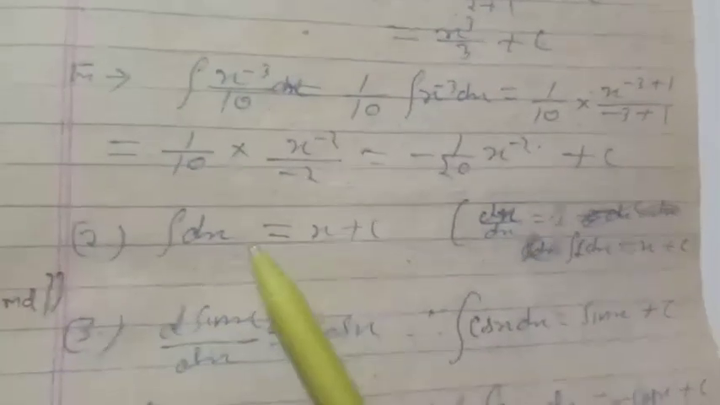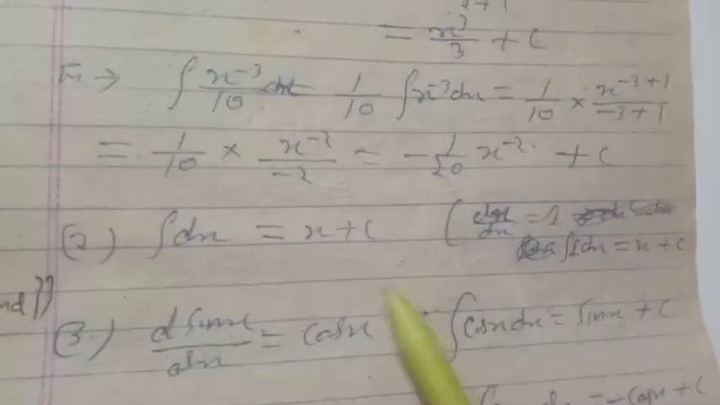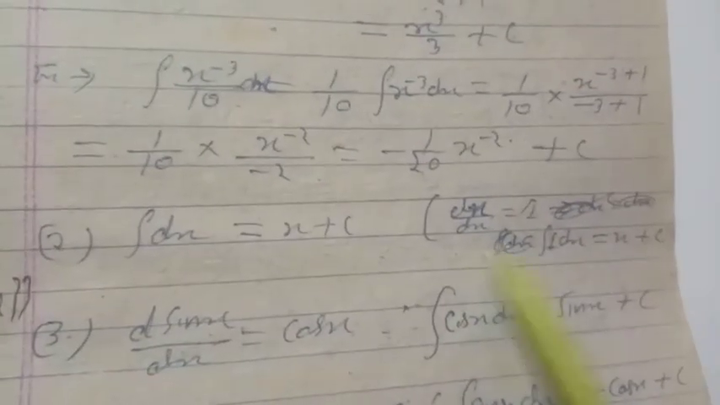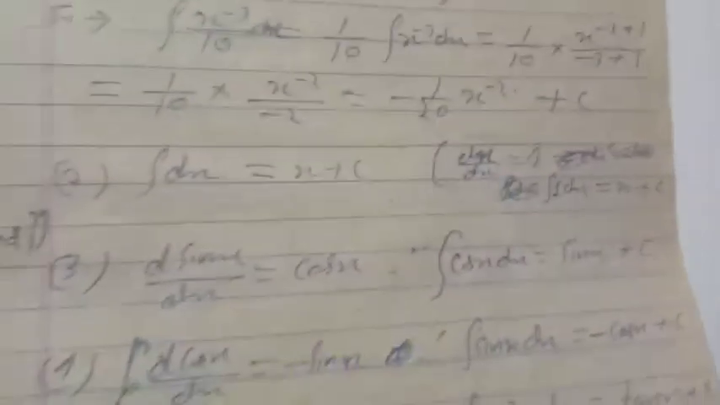Now the integration of dx equals x plus c. This is the formula. You can calculate it like this: dx by dx equals 1. So integration of 1 into dx will be x plus c. Third, d sin x by dx is equal to cos x. So integration of cos x dx will be sin x plus c.